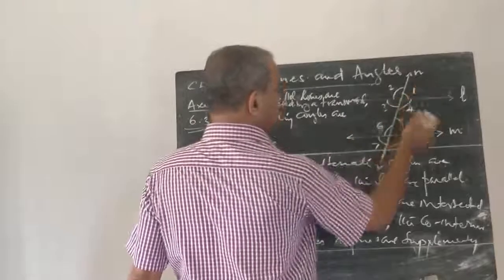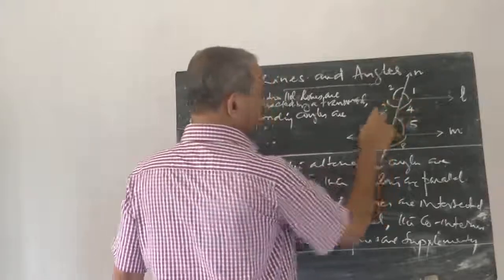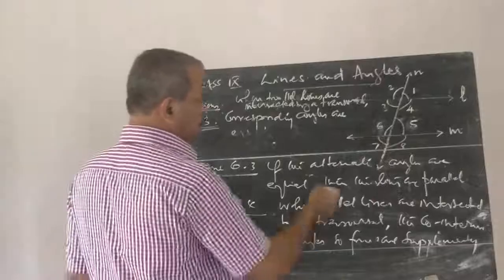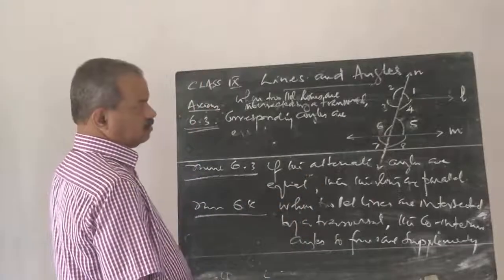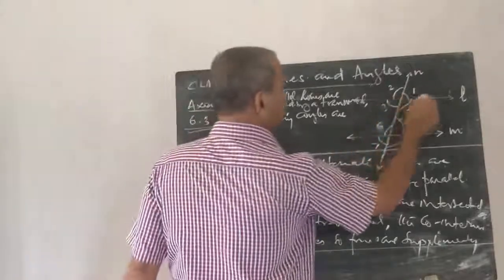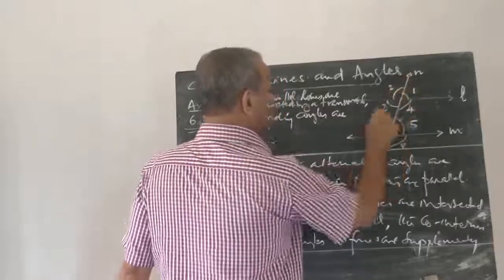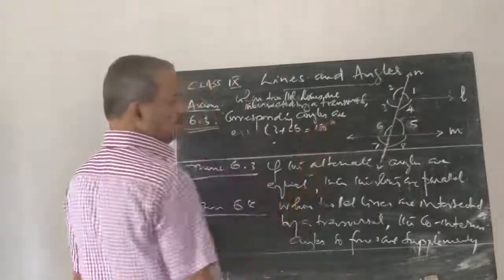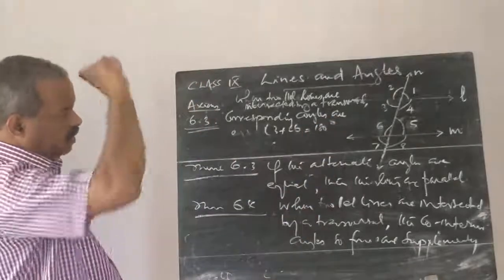Here, what is angle 3 plus angle 6? That is what we require. We know that. How can we prove this result? We want to prove that angle 3 plus angle 6 equals 180.